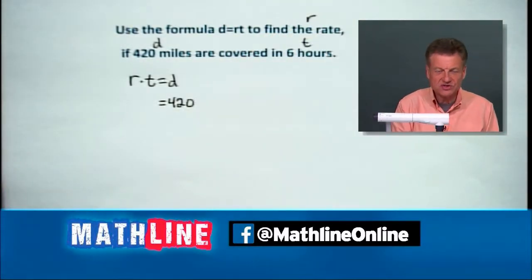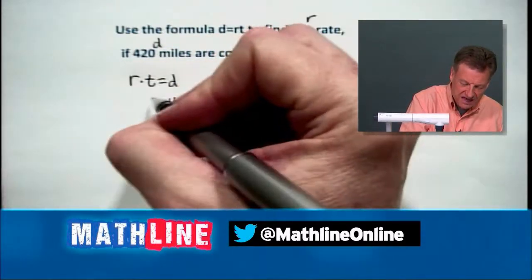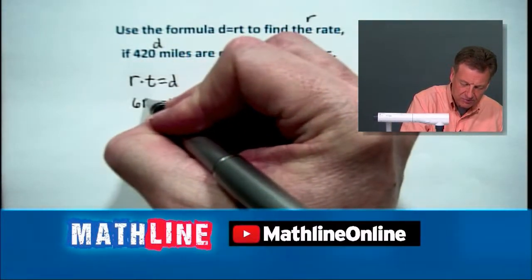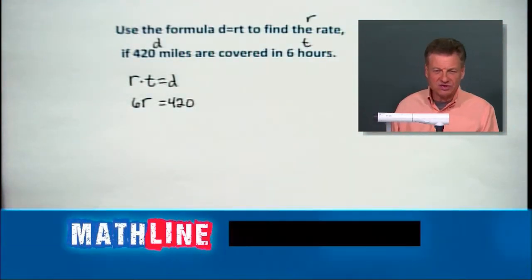420 for the distance. Everybody get on that? Cha-ching, yeah, we got it. And 6 for the time. Let's just go ahead and put 6 in front and put R next to it. It means we're multiplying, all right? 6 times something gives us 420.